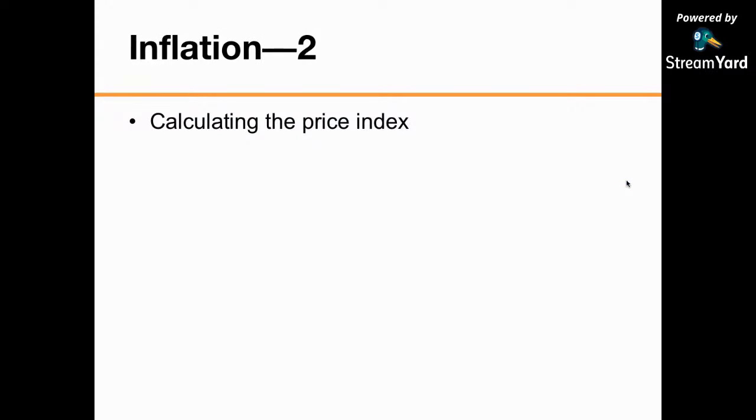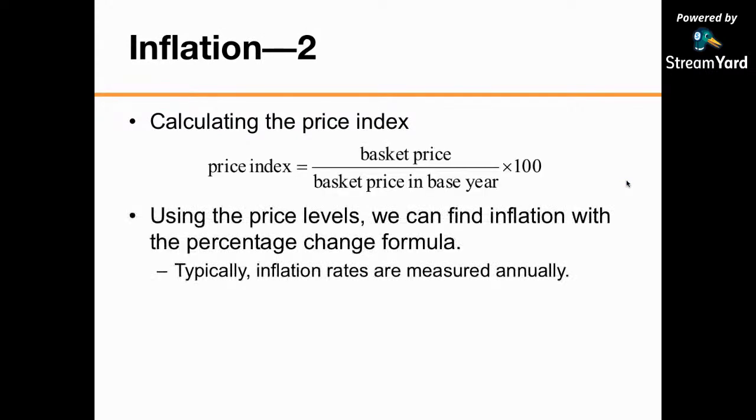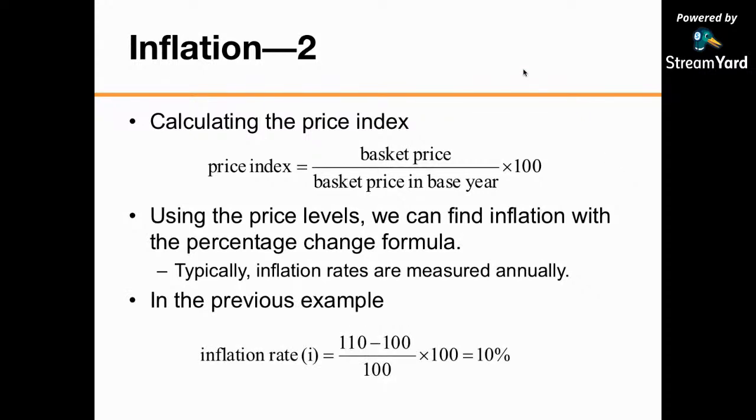And we will look at kind of the formulas and how they got there. So whenever we're calculating a price index, our price index is equal to the basket price divided by the basket price in the base year times 100. On the previous slide, that was the math under the year 2017. Using these price levels, we can go ahead and find inflation with a percentage change formula. Inflation rates are going to be measured annually because we need a whole year to really get a good answer.